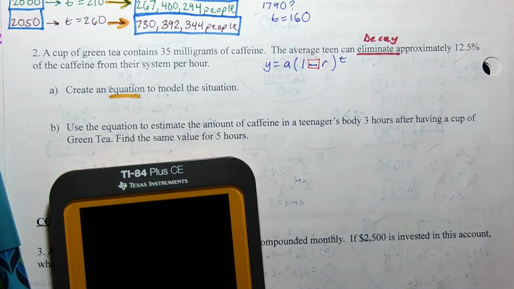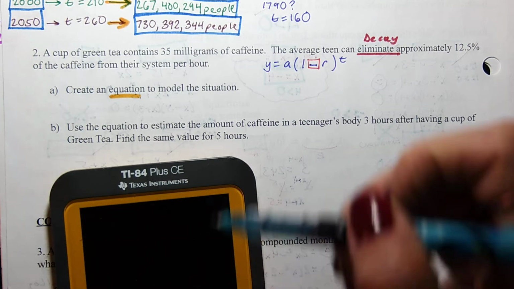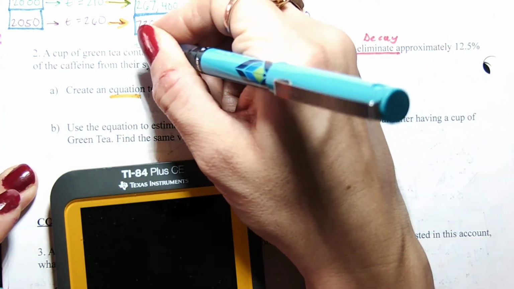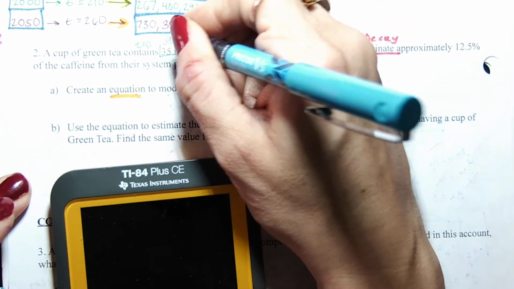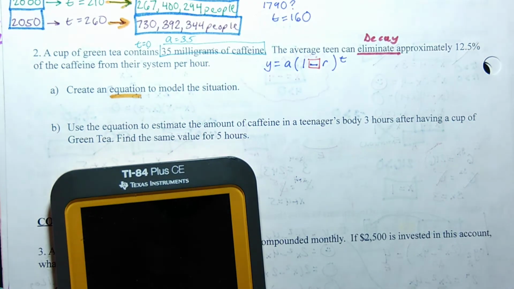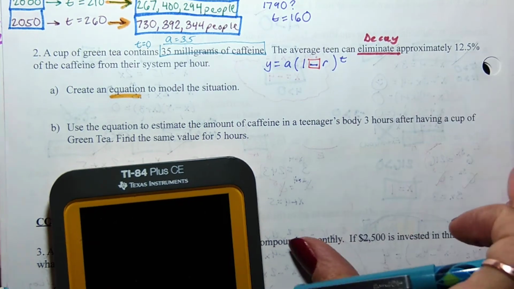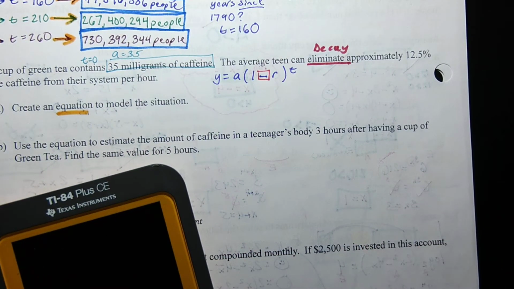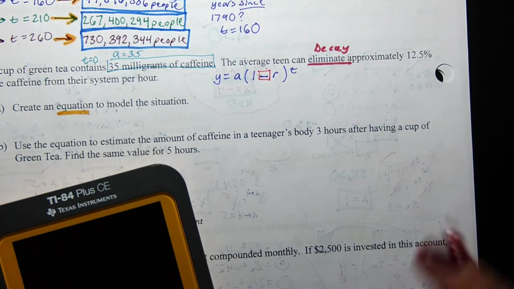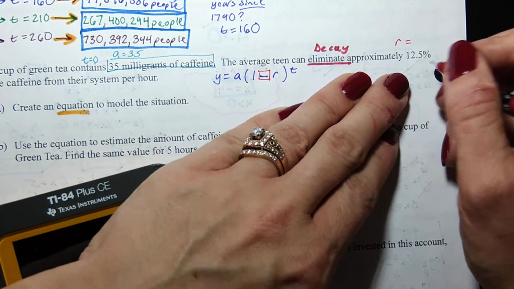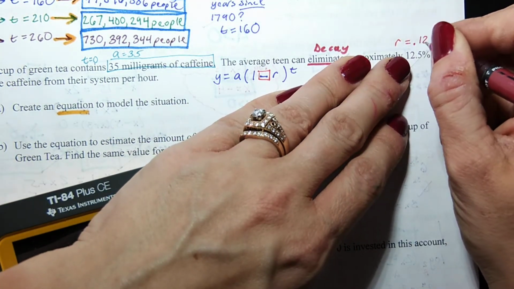Let's see what we know. A cup of green tea contains 35 milligrams of caffeine. That is our starting amount of caffeine in our system. So at time 0, we've got an initial amount A of 35 milligrams. Then we can eliminate the caffeine at a rate of 12.5% per hour. We are going to change 12.5% into a working decimal by moving the decimal point 2 places.